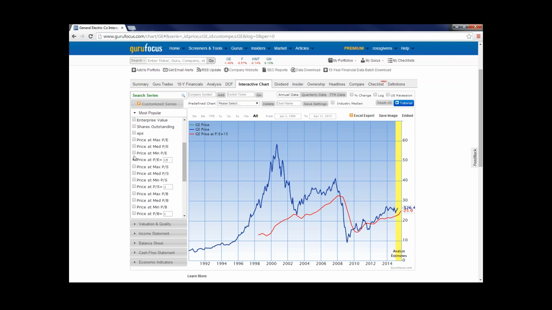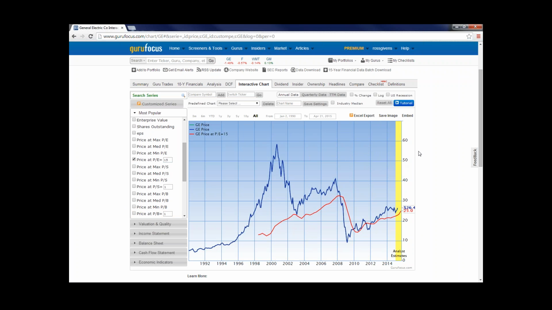What this is going to do is plot a hypothetical line for what the price of the stock will be at a PE of 15, or at 15 times earnings. So if you think GE is a value under 15 and it's overpriced above 15, well, then your opportunities to buy this stock are any time it trades below this red line. We had a nice opportunity here in 2011. It's come pretty close here recently.